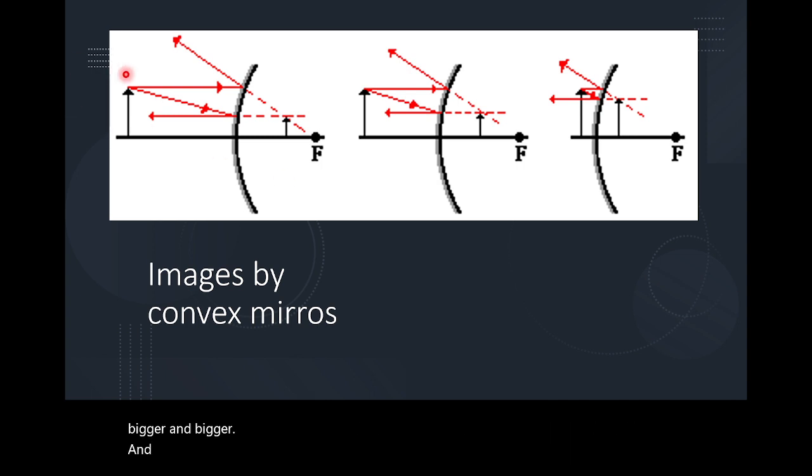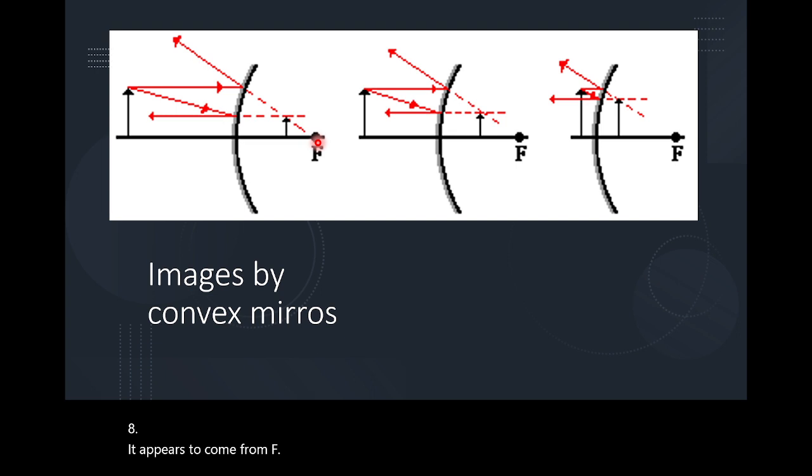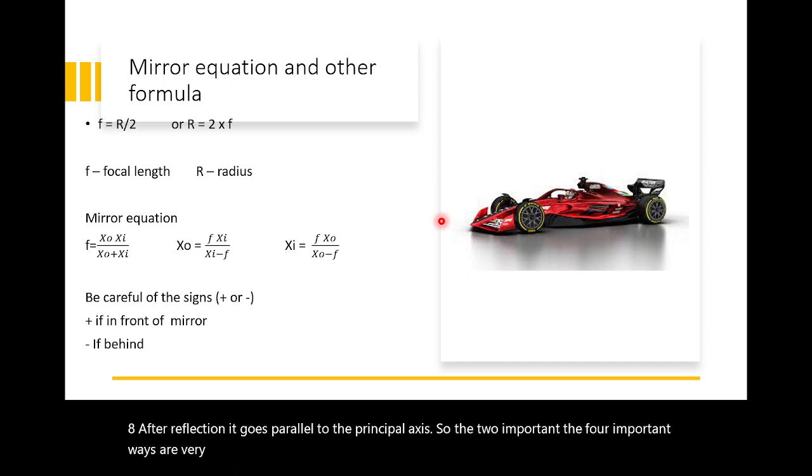And again here also the important rays are used. See the ray parallel to the principal axis. This ray is parallel to the principal axis and reflects in such a way that if you bring it back, it appears to come from F. And same if you see the other ray which is coming towards F, after reflection it goes parallel to the principal axis. So the four important rays are very important in every ray diagram.